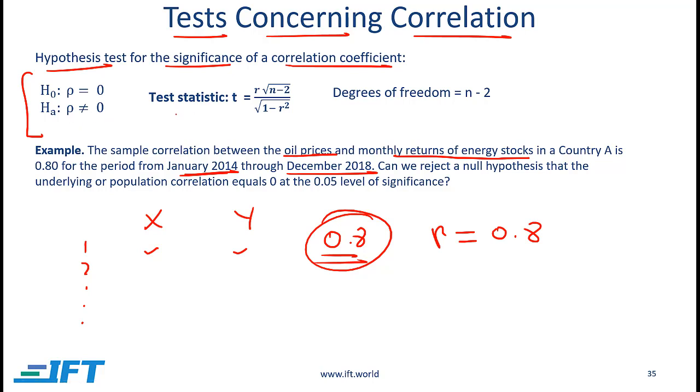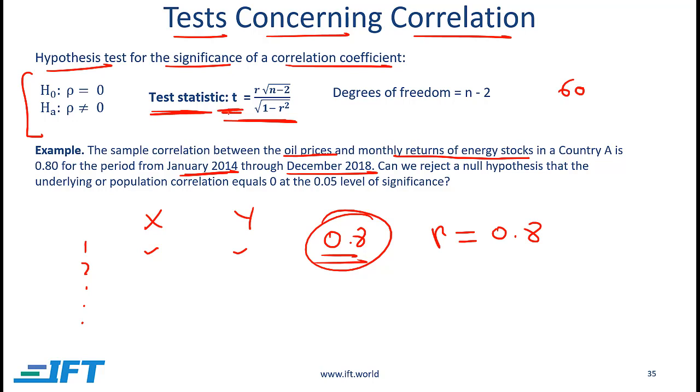Then, as we do with other tests, we need to come up with a test statistic. And here is a formula that you must memorize. When we are trying to evaluate the correlation coefficient, the test statistic is R, which is the sample correlation, multiplied by the square root of N minus 2. N is the number of observations. In our scenario, that is 60. And then we divide by the square root of 1 minus R squared.